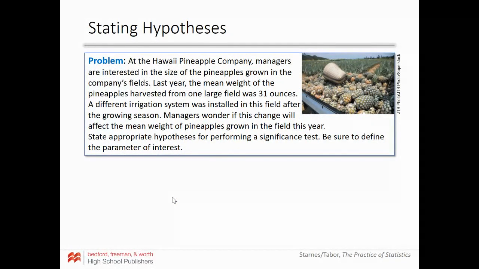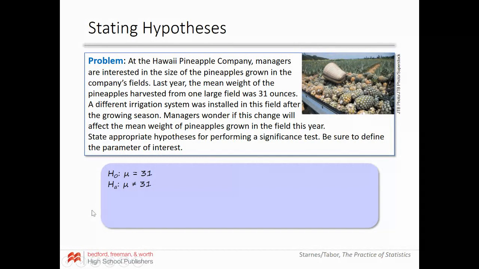Here's another problem. At the Hawaii Pineapple Company, managers are interested in the size of pineapples grown in the company's field. Last year, the mean weight of the pineapples harvested from one large field was 31 ounces. A different irrigation system was installed in the field after the growing season. Managers wonder if the change will affect the mean weight of pineapple growth in the field this year. State appropriate hypotheses for performing a significance test. Be sure to define the parameter of interest. So our null hypothesis, or H naught, is that the mean is equal to 31, and our alternative is the mean is not equal to 31.